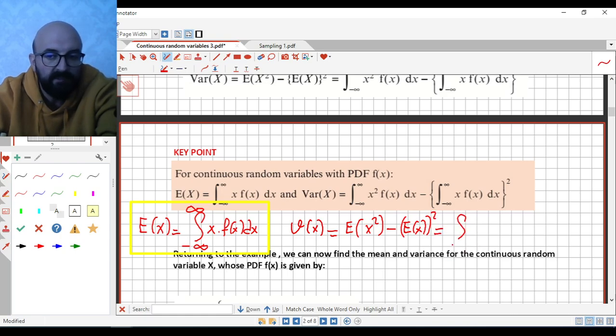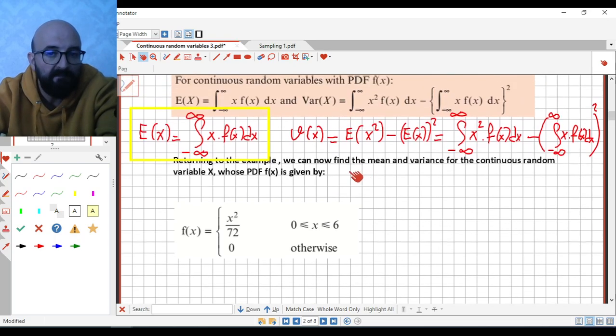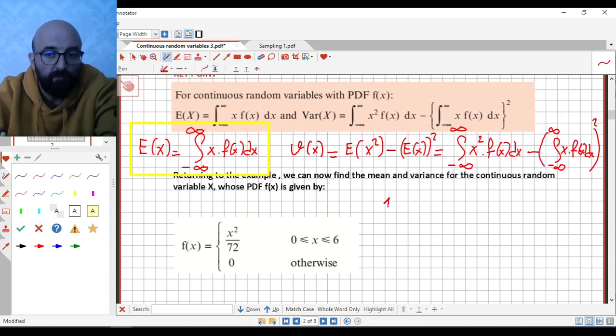So the integration from negative infinity to positive infinity of x square multiplied by f(x) dx, minus the square of the integration from negative infinity to positive infinity of x multiplied by f(x) dx. Okay, so we have two formulas: the first about the expectation of x, the second about the variance of x in the probability density function.